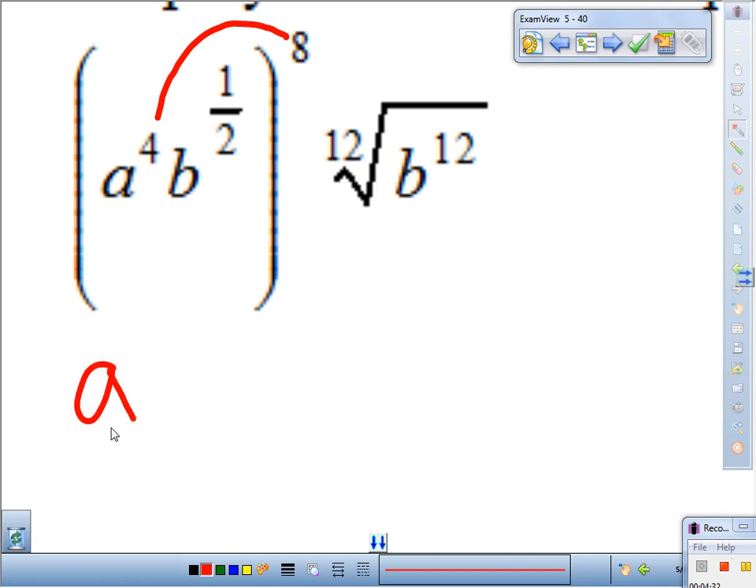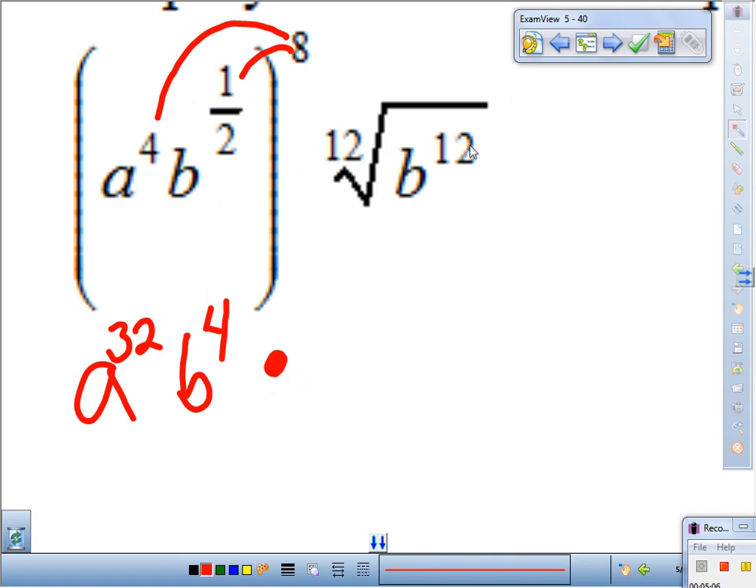Have you guys noticed some of you do that? You show me with the arrow that you're going to distribute the exponent times the exponent, but you don't multiply. You just write a to the 4th again. Whenever you draw the arrow, you multiply it, so 8 times 4 is 32. Next, 8 times 1/2 is 4. Or in other words, what is 8 times 1? 8 divided by 2, 4. When they're side by side, it's multiplication.